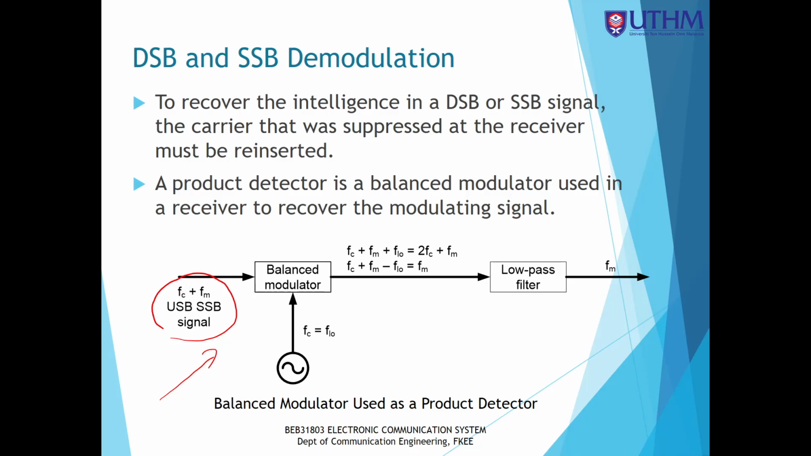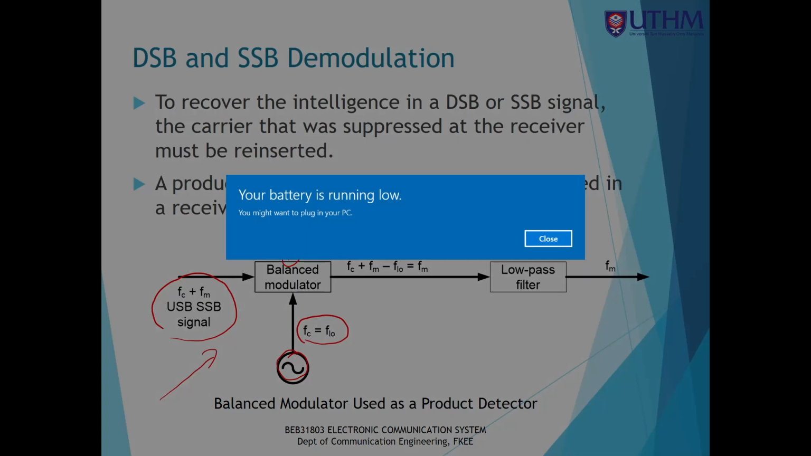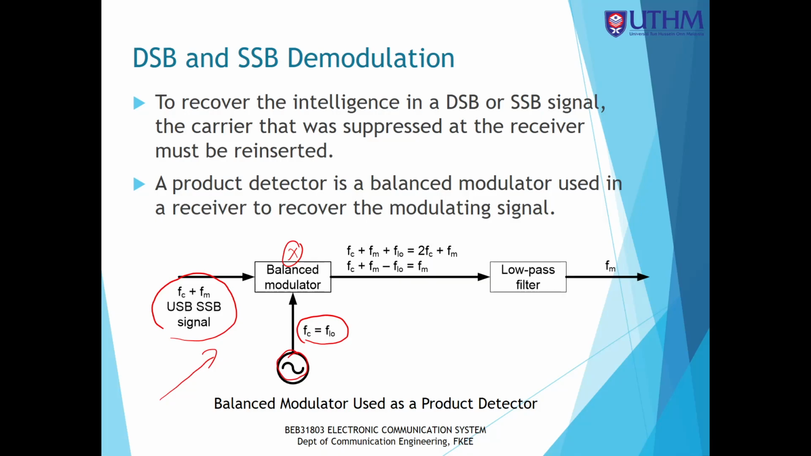So we receive the upper sideband from the SSB signal and put it inside the balance modulator. And we inject the balance modulator with the same carrier signal. So this oscillator produces the same carrier signal as in the transmitter. So that means we inject the balance modulator with the carrier as well as the input signal.